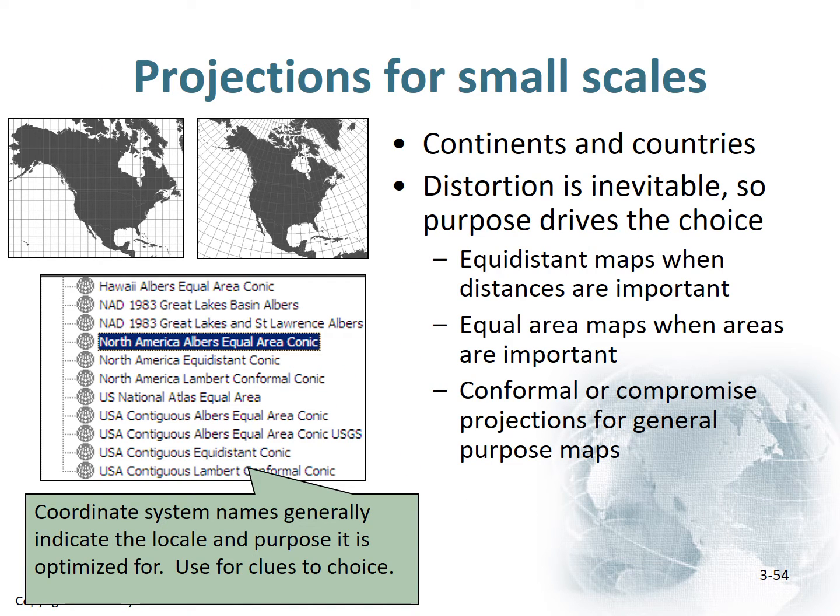For small scale areas, in other words, really vast areas like continents and countries, distortion is inevitable. So you have to choose one that does not distort the variable that you're interested in, or you select some sort of a compromise or conformal projection so that you don't overtly distort any one thing very much.